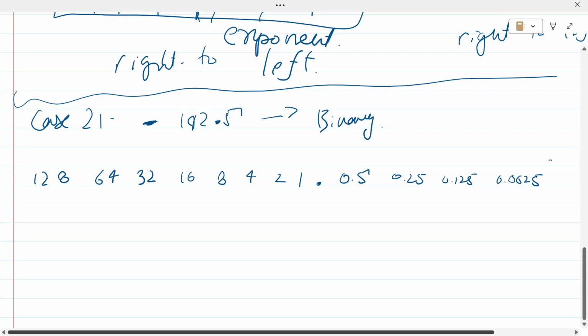Why is my pen not working? Oh man, sorry, I thought my battery ran out on my pen, but it didn't. So let me just write it here. The reason I'm writing it here is because we're not going to need it, but just for the sake of formality, 0.03125.